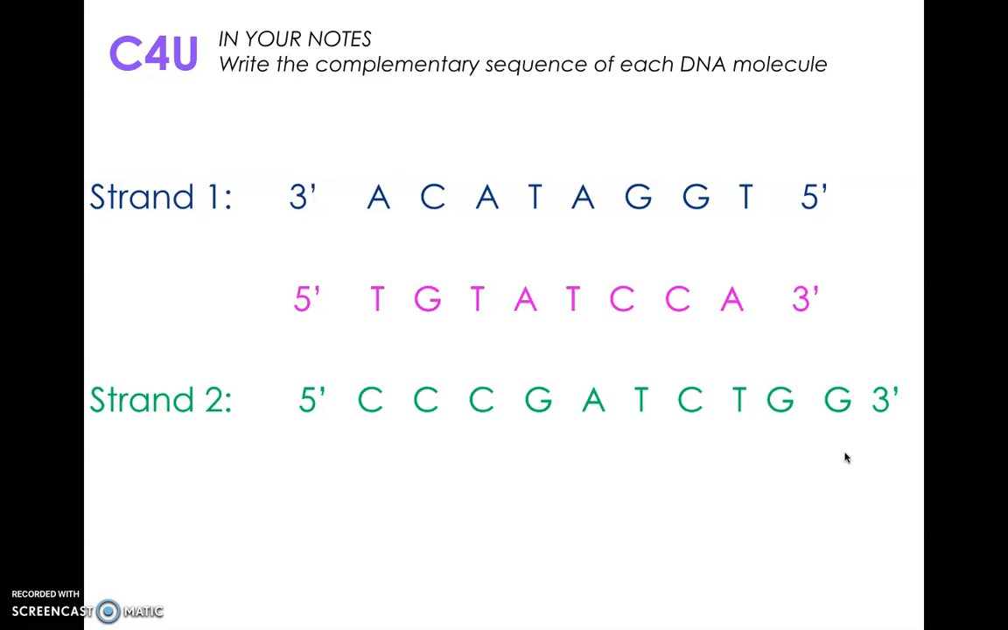All right, let's move on to this. This is a little practice for you. Didn't mean to pop this up a little bit early, but I wanted you to practice writing the complementary strand to each DNA molecule that I presented to you. So here's the first strand. Again, starts with 3', ends with 5'. So my complementary strand is going to start with 5' and end with 3'. I'm going to pop up the other answer here so you can check your work, and we'll just keep moving forward.